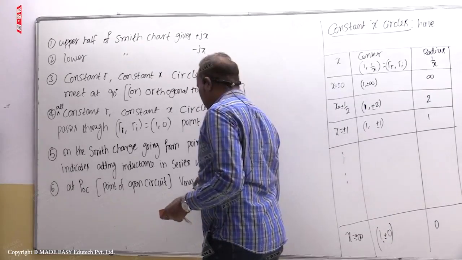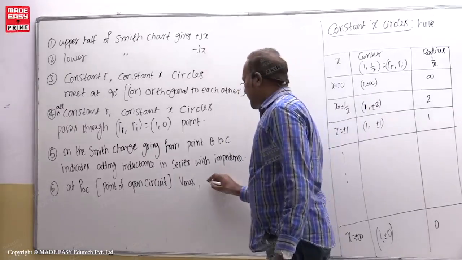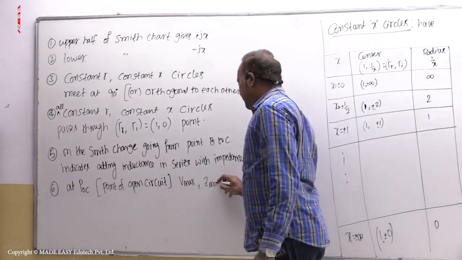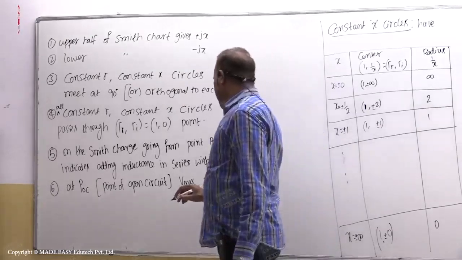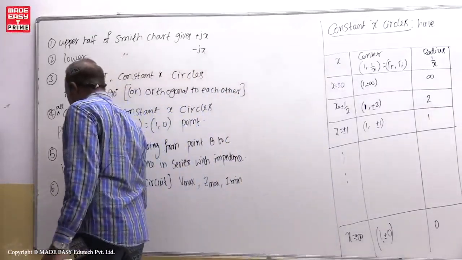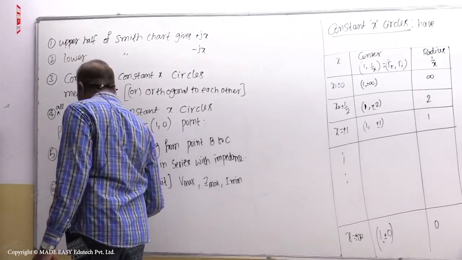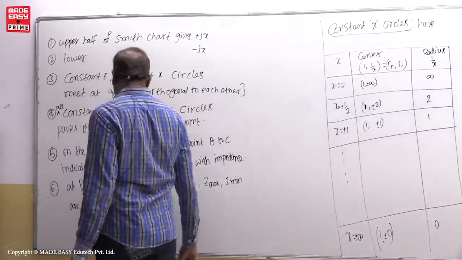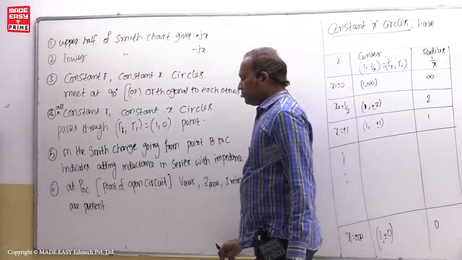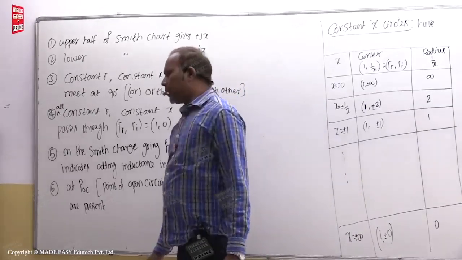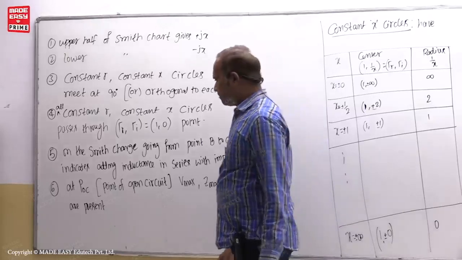V maximum, voltage maximum location that is, and impedance maximum, I minimum are present, and at that location already you know SWR is equal to infinity.